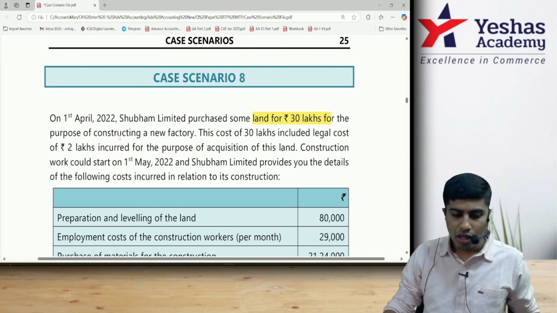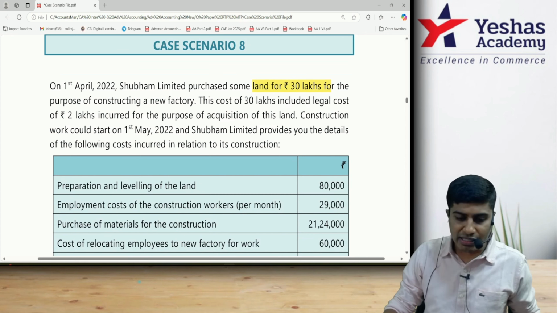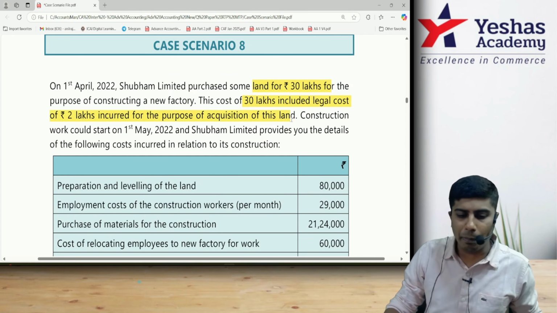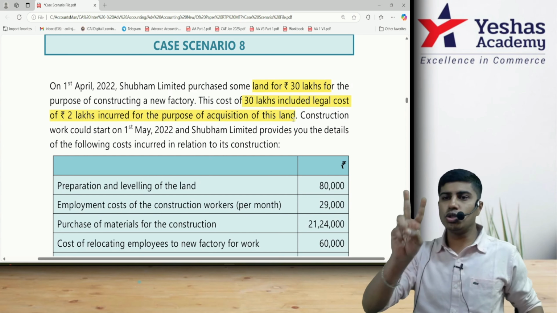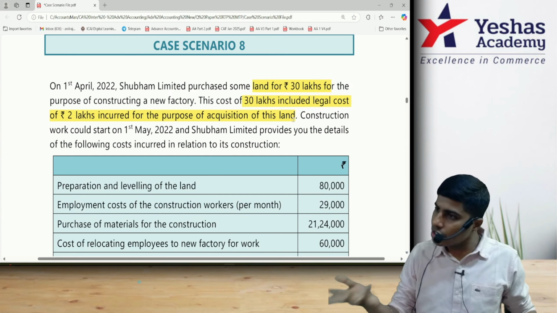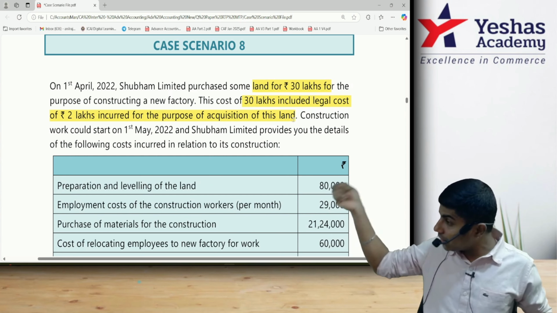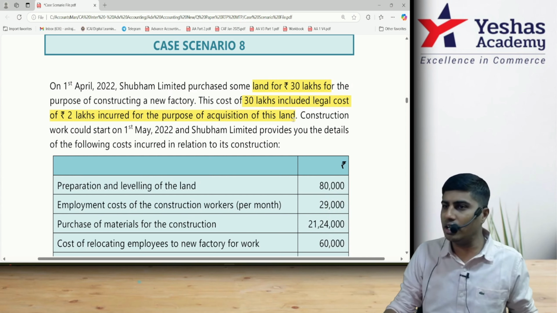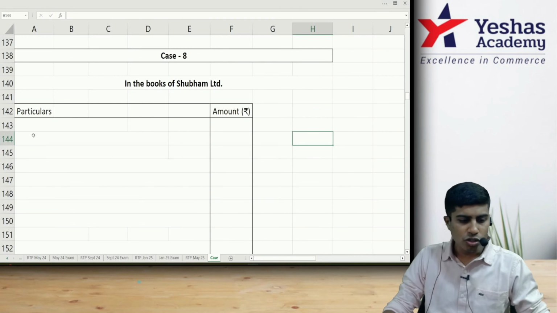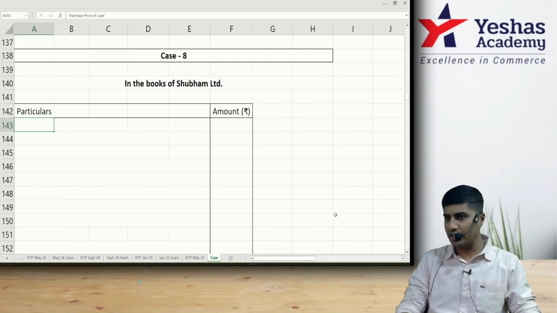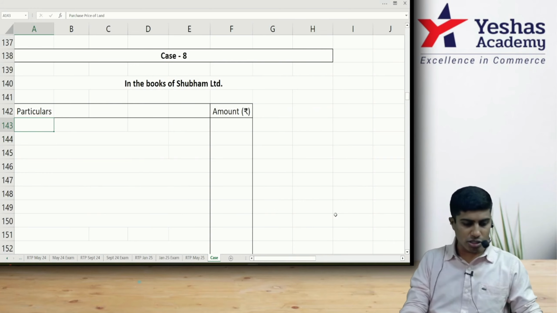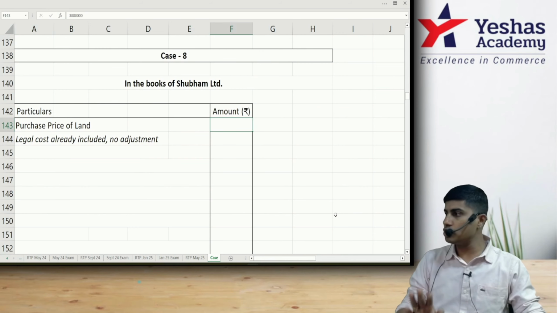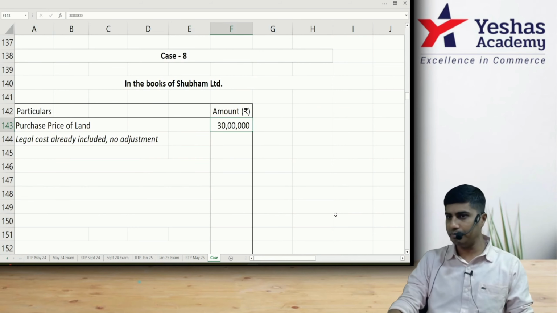On 1st of April, Shubham Limited purchased some land for rupees 30 lakh for the purpose of constructing the new factory. The cost of 30 lakhs included legal cost of rupees 2 lakhs for the purpose of acquisition of land. This 2 lakhs should be actually included in the cost. 30 includes 2. I don't have to take 28 and 2 separately. So 30 will be absolutely fine. So when I'm considering the value of my factory, I will write purchase price of my land, including the legal cost, which is not required to be adjusted, is 30.